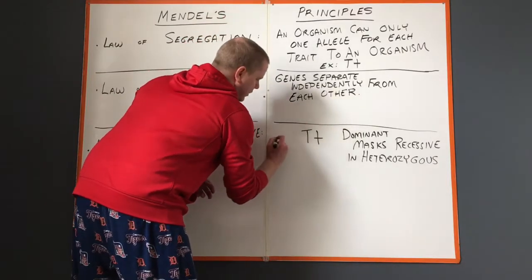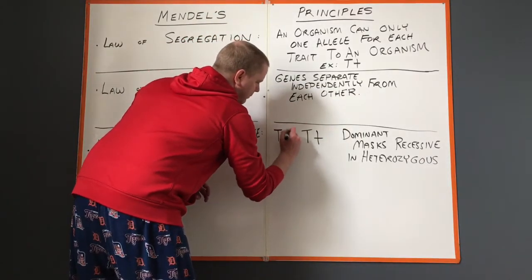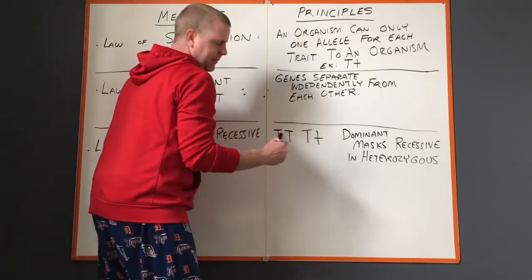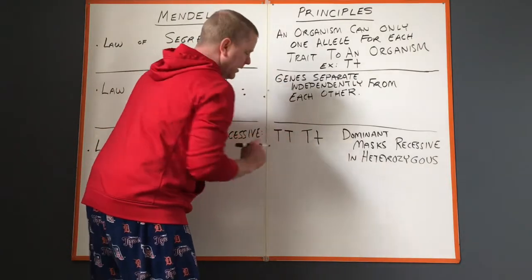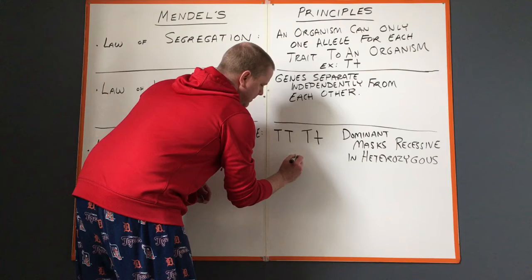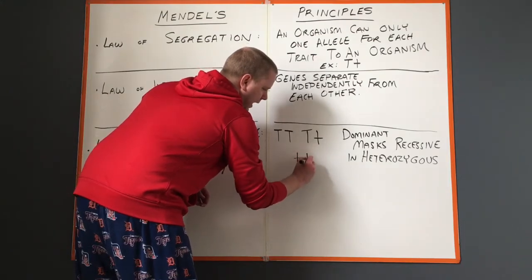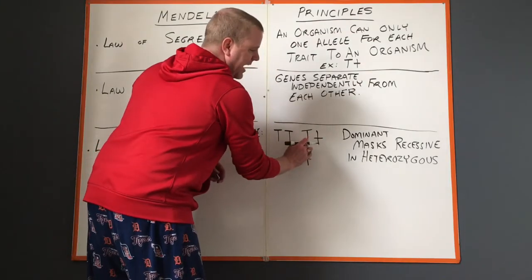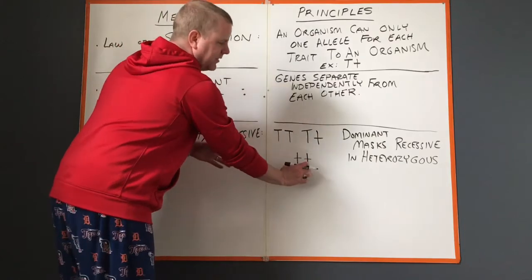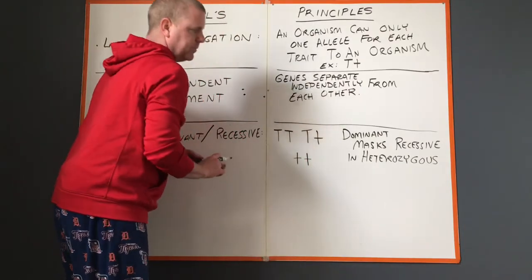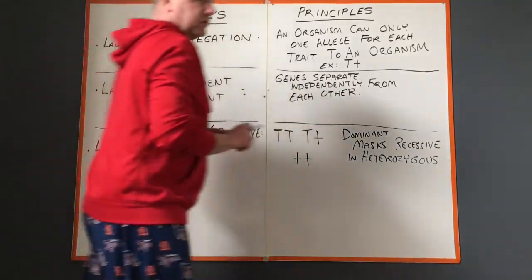So there are two ways you can be tall if you're a pea plant, right? Big T, the dominant, or the dominant. But the only way to be short or smaller would be to have a little t and a little t, so there was nothing dominant to mask this recessive one. So those are Mendel's principles.